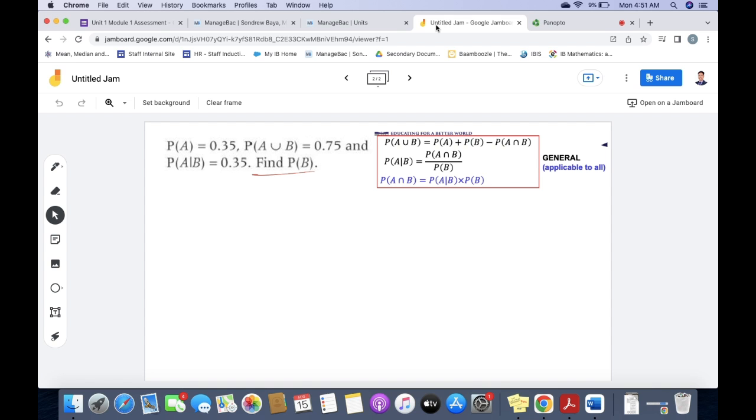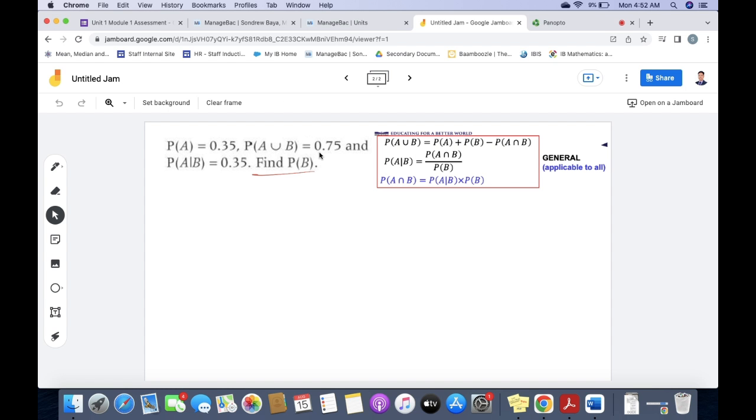Every time you encounter probability related questions, you have to know whether to use the general laws, although the general law can be applied to all, or whether to use the laws under mutually exclusive, the laws under independent, or the laws under complementary. Again, there is no mention, so we can only use the general laws. Before you start solving, you have to identify and analyze first what is being asked. Here we are asked to find the probability of B, and these are the given.